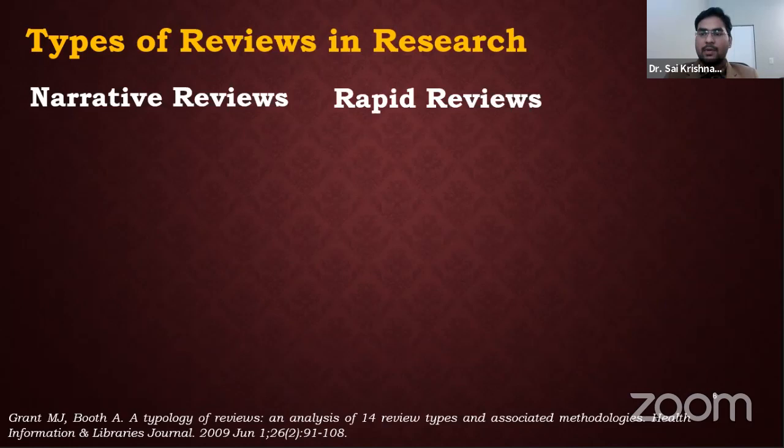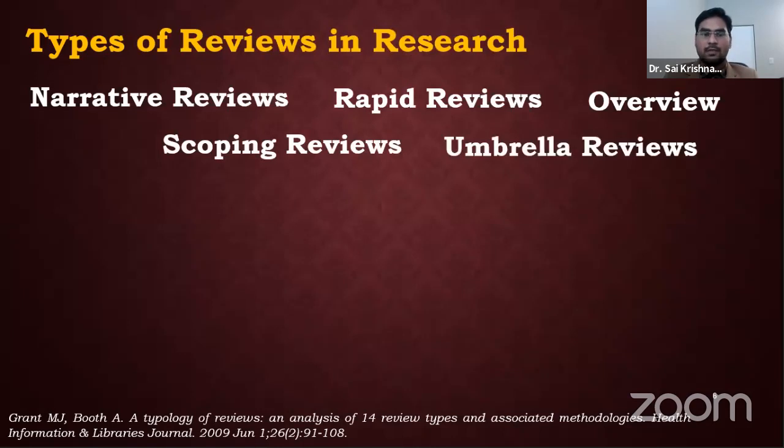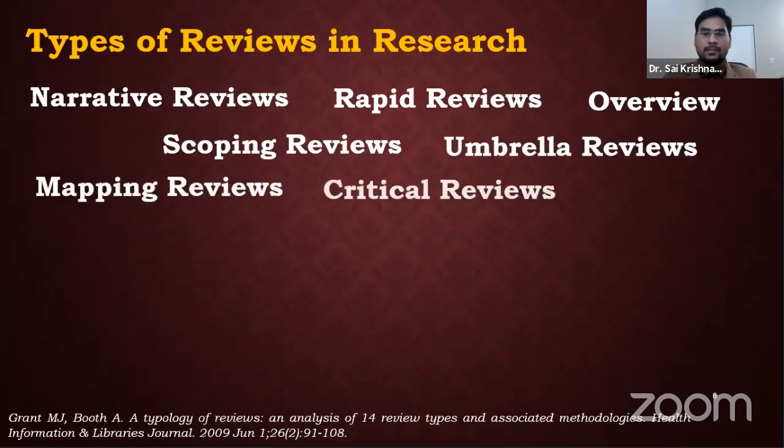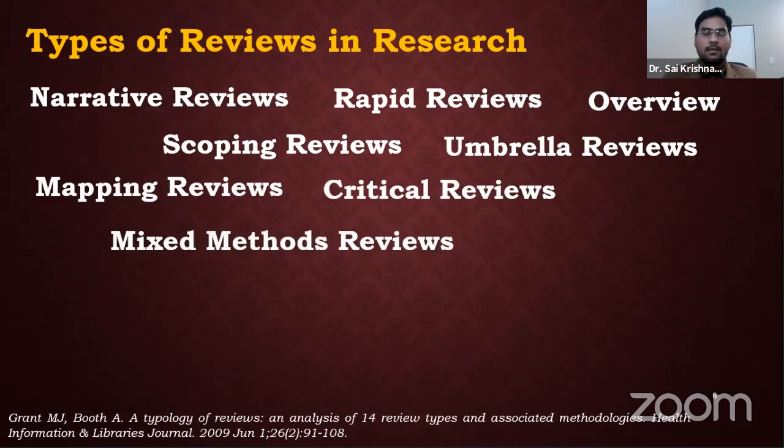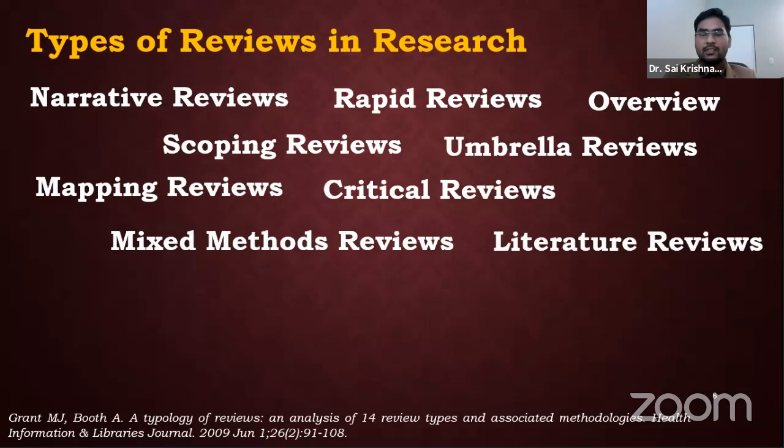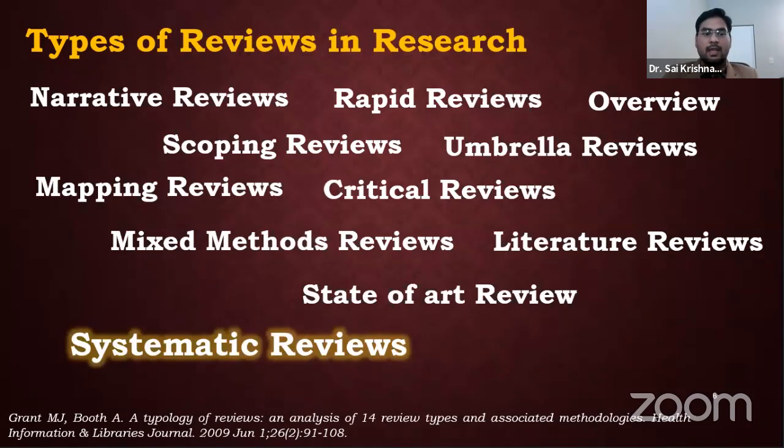The second one could be rapid reviews. The third one would be overviews, scoping reviews, umbrella reviews, mapping reviews, critical reviews, mixed methods reviews, literature reviews, state of art reviews. Then comes systematic reviews. That's our today's topic, which we'll be discussing in detail in the coming slides. And the last one would be meta-analysis. So these are a whole bunch of different review types that exist in the field of research, which a researcher in any field must know.